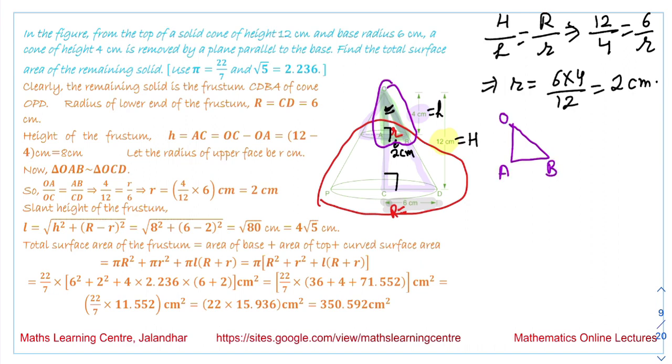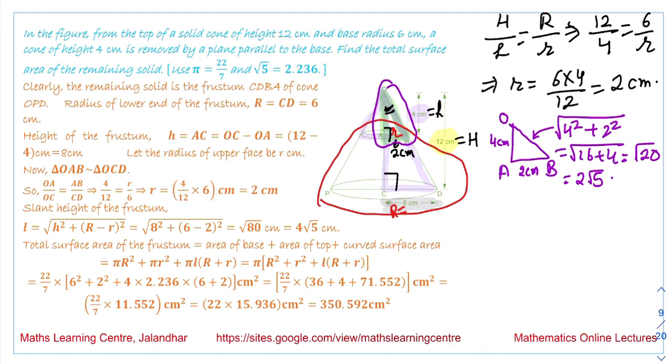This OA height we are saying is 4 centimeter, and this AB length we are saying is 2 centimeter. So the length of this OB is, if we substitute these values, 4 square plus 2 square. The answer we obtain is 16 plus 4, that is equal to square root of 20, and square root of 20 means 2 square root of 5.